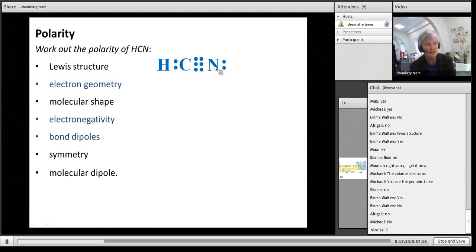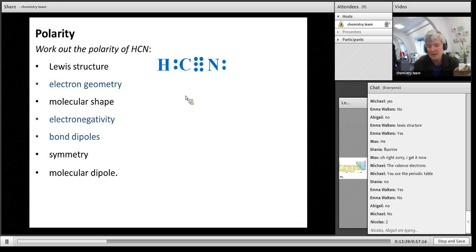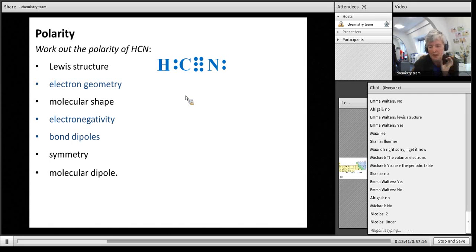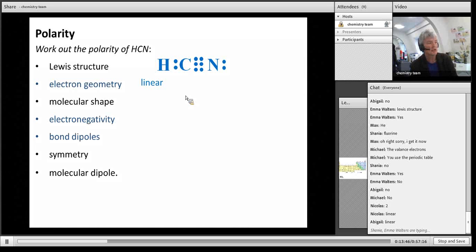I just wanted to see if you saw this triple bond as one region of negative charge. So we've got one region on this side, one region on that side. So what would my electron geometry be? Would it be linear? Would it be trigonal planar? Would it be trigonal pyramidal? Would it be tetrahedral? Or would it be bent? So I've got two areas of negative charge, both wanting to repel each other as much as possible. It'll be linear. Okay, and the molecular shape will be linear.